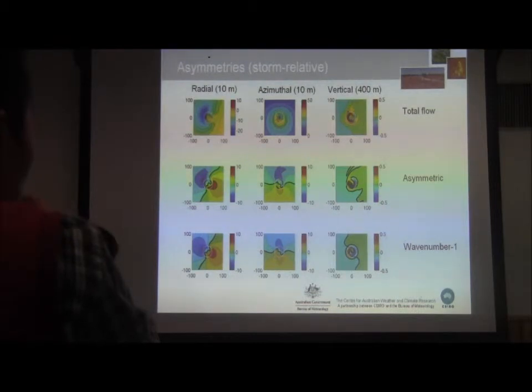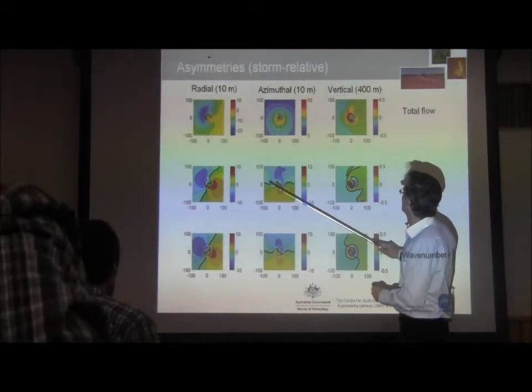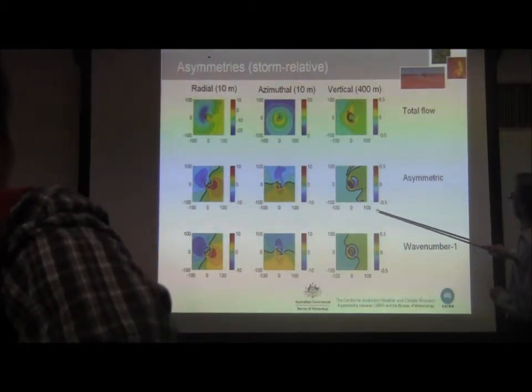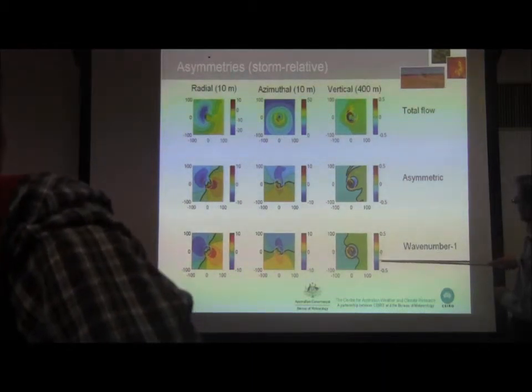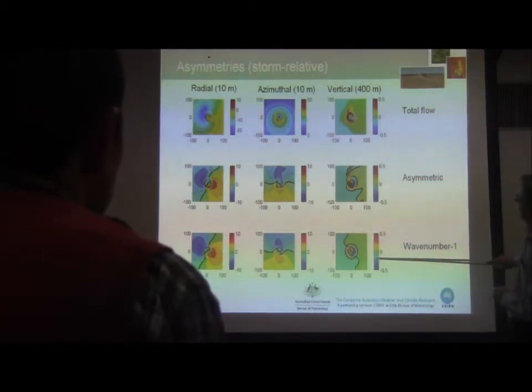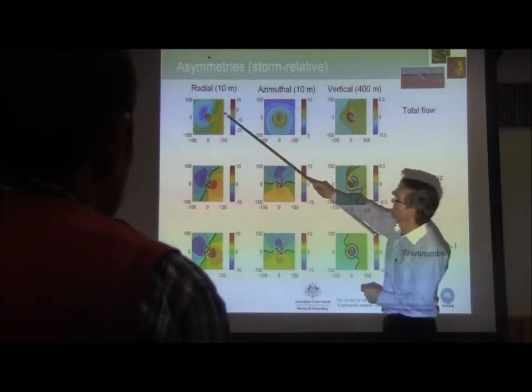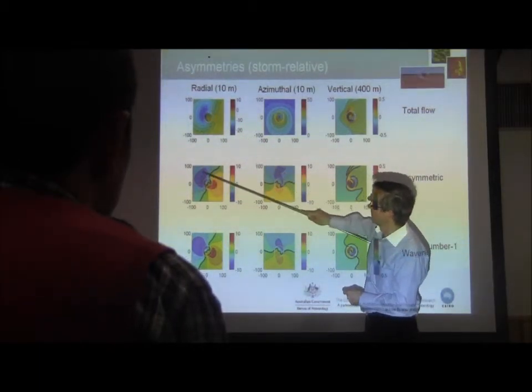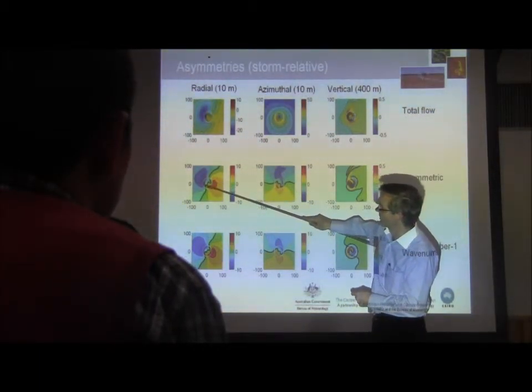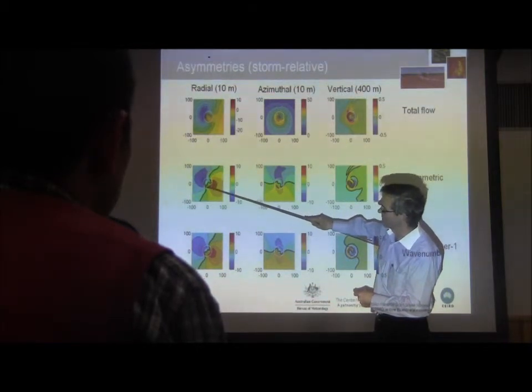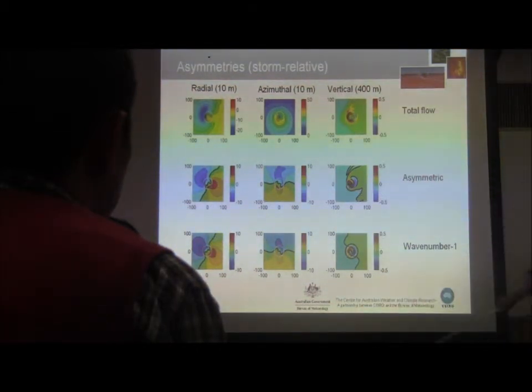Yes. So we have the strongest inflow towards the front of the storm, and that basically gives us an inflow asymmetry, which is biased towards the front.